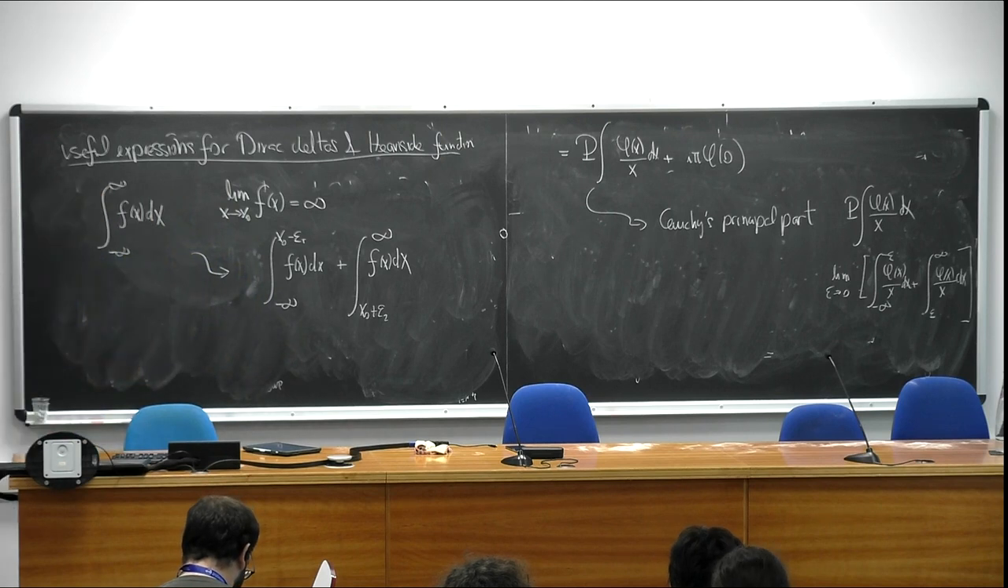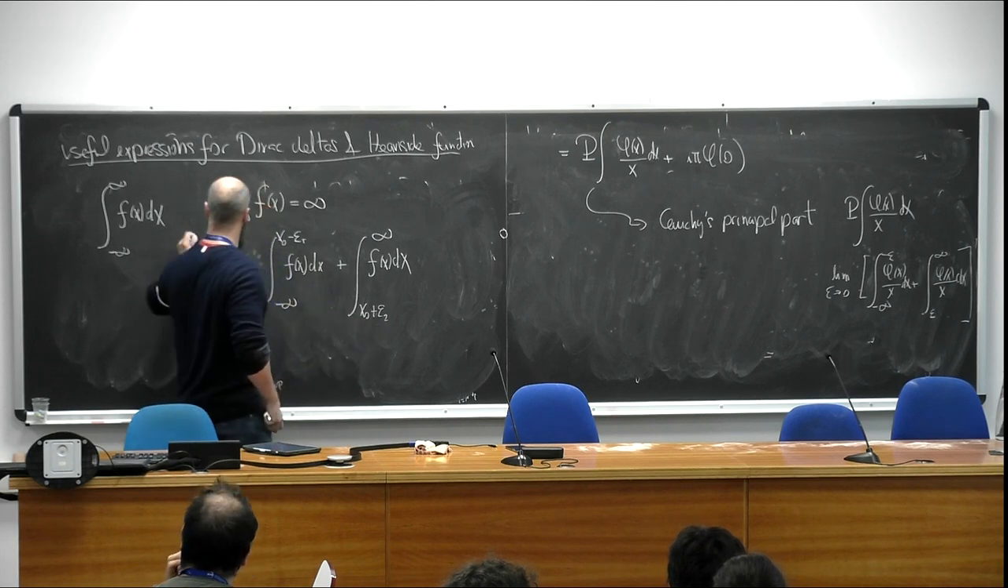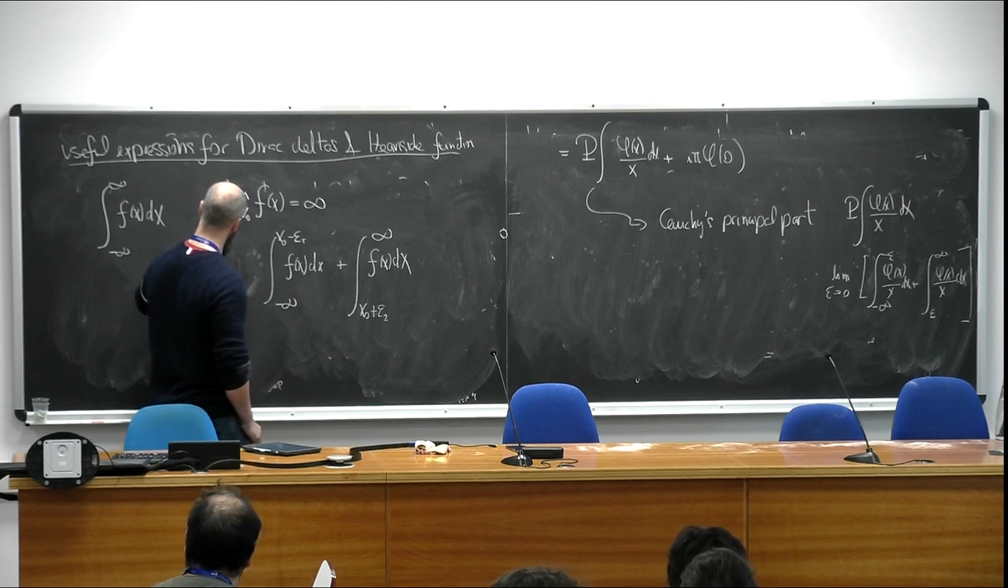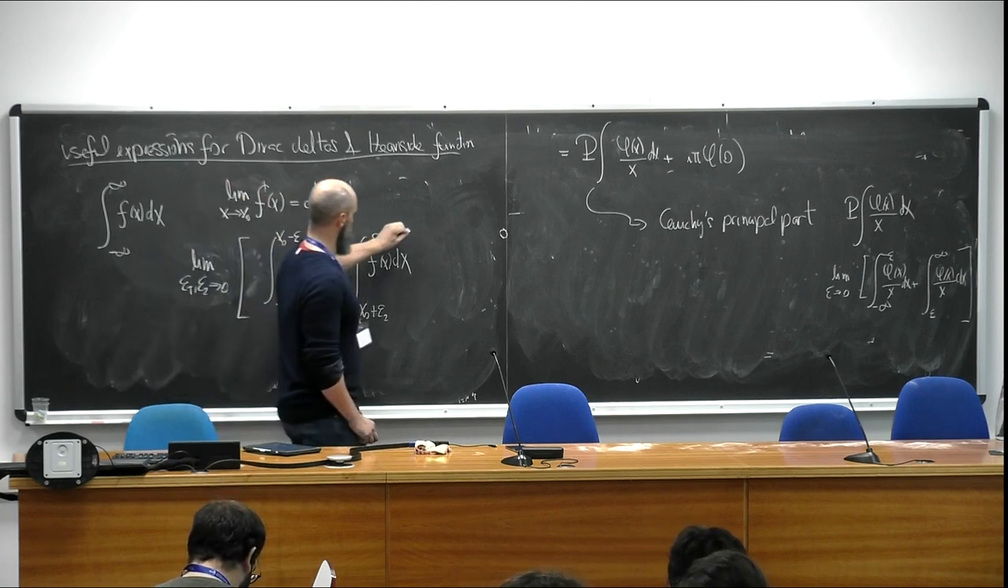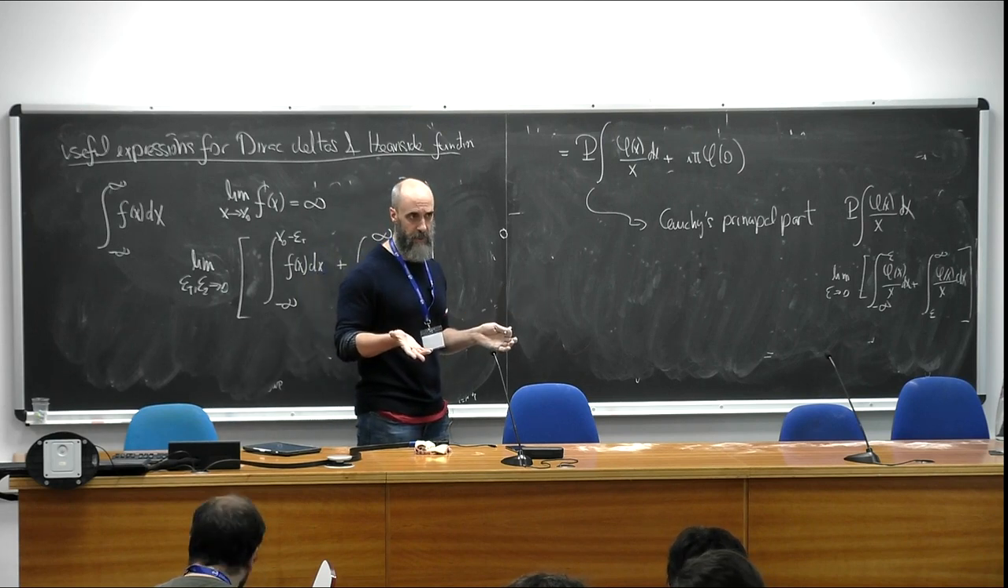Yeah? So you remove the singularity of the integral, okay? And the way you remove it might be different from the left and from the right. Then you take the limit when epsilon 1 and epsilon 2 go to 0 of this object. And then you see what happens, okay?